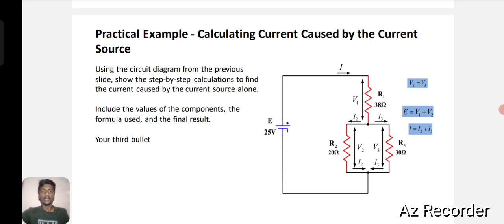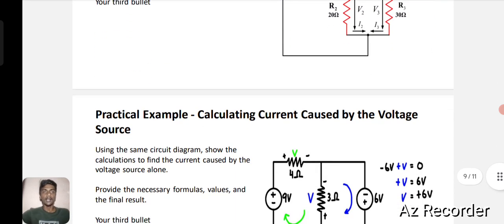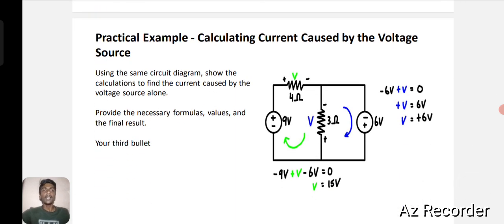Next slide. Practical example: calculating the current caused by the current source. Using the circuit diagram from the previous slide, show the step-by-step calculations to find the current caused by the current source alone, and include the values of the components, the formula used, and the result. The formula is E equals V1 plus V2 and I equals I2 plus I1. Next slide is a practical example: calculating the current caused by the voltage source. Using the same circuit diagram, show the calculations to find the current caused by the voltage source alone and provide the necessary formulas, values, and the final result.